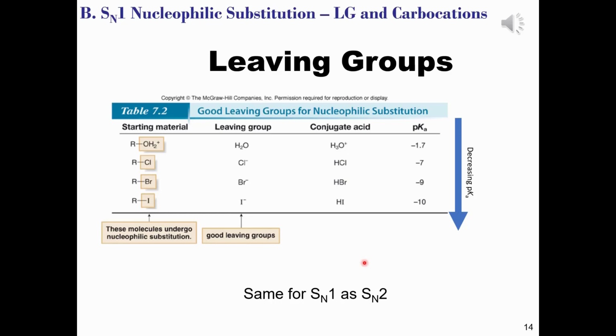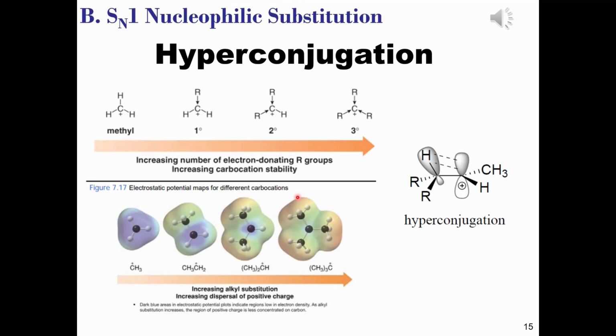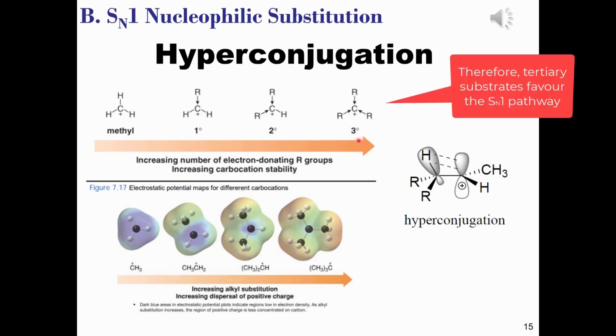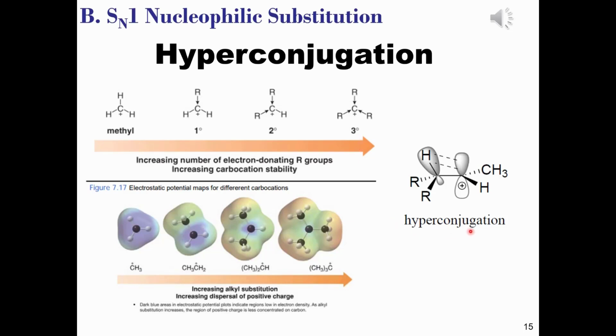Now let's have a look at the carbocations in more detail. The substrate in an SN1 reaction also determines the rate of reaction, and this is directly related to how stabilized the carbocation can be. With increasing numbers of alkyl groups, so moving from methyl all the way up to tertiary substrates, we can see that the methyl carbocation is the least stable and that the tertiary carbocation is the most stable. The reason for this stability can be explained on the basis of hyperconjugation.